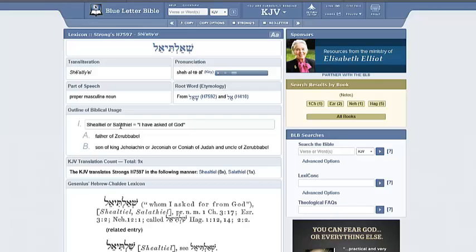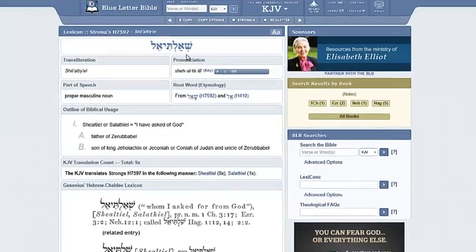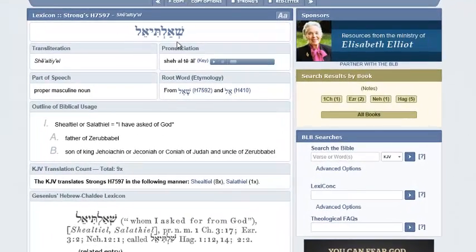Alright, and Zerubbabel was an important figure in the nation of Israel. Alright, so these are priests that the book of Ezra is speaking of. Shealtiel, the father of Zerubbabel, being one of them. Now his name, Shealtiel, is in the Hebrew Shealthayah Allah. Shealthayah Allah.